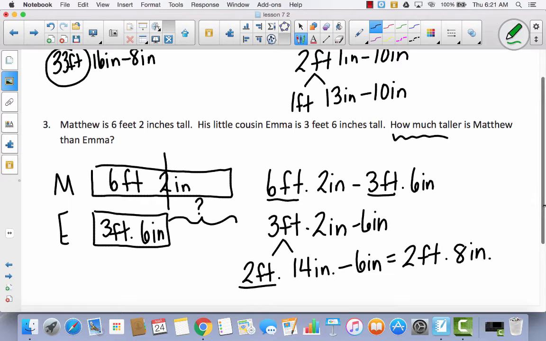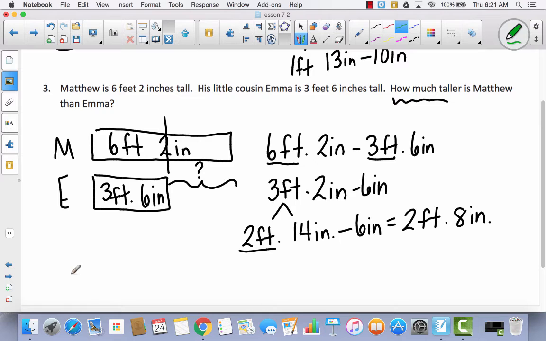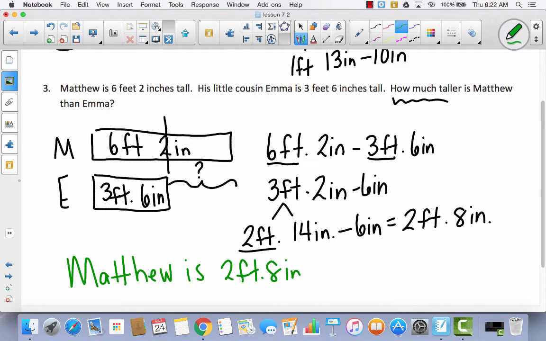So now I'm ready to answer the question. How much taller is Matthew than Emma? Matthew is 2 feet 8 inches taller than Emma. All right, let's keep going.